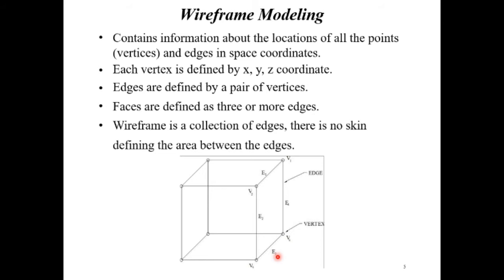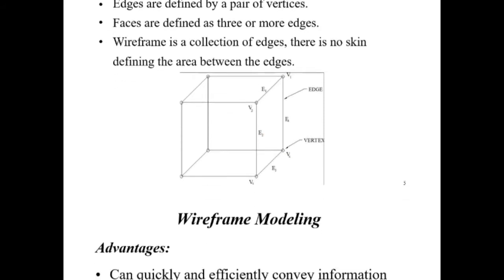There is no skin defining the area between the edges. In this case, edge 3, edge 4, edge 2, edge 1, these 4 edges join to frame a face, and in this case these corners will be notified. There will be no face and no solid, which is nothing but wireframe.